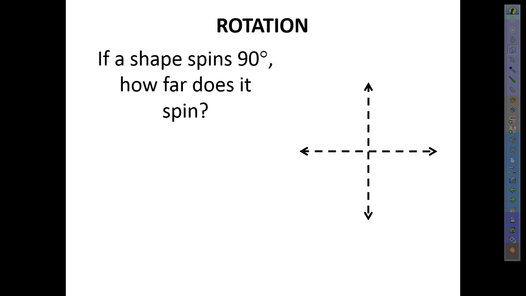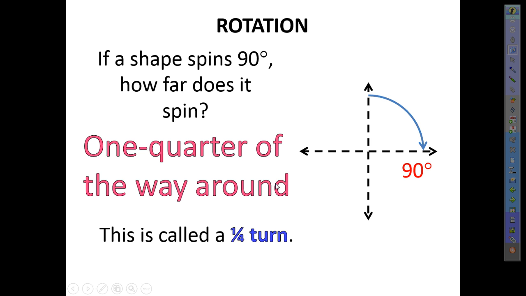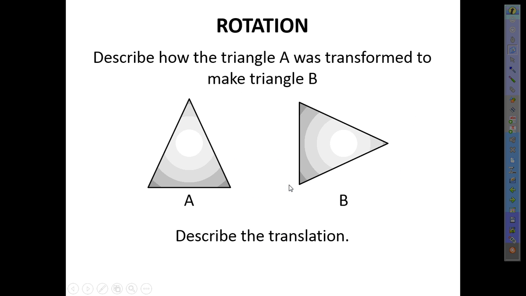So if a shape spins 90 degrees, how far does it spin? Well, that's only 1/4 of the way. Think about turning onto a road. Usually roads meet at 90-degree angles, and so if you make a right turn, you've turned 90 degrees. It's a quarter turn, or 1/4 turn.